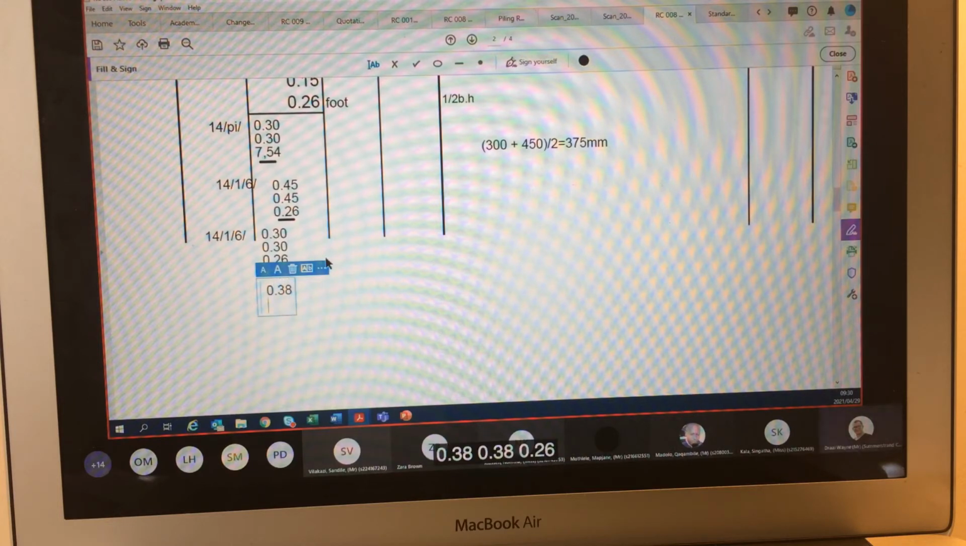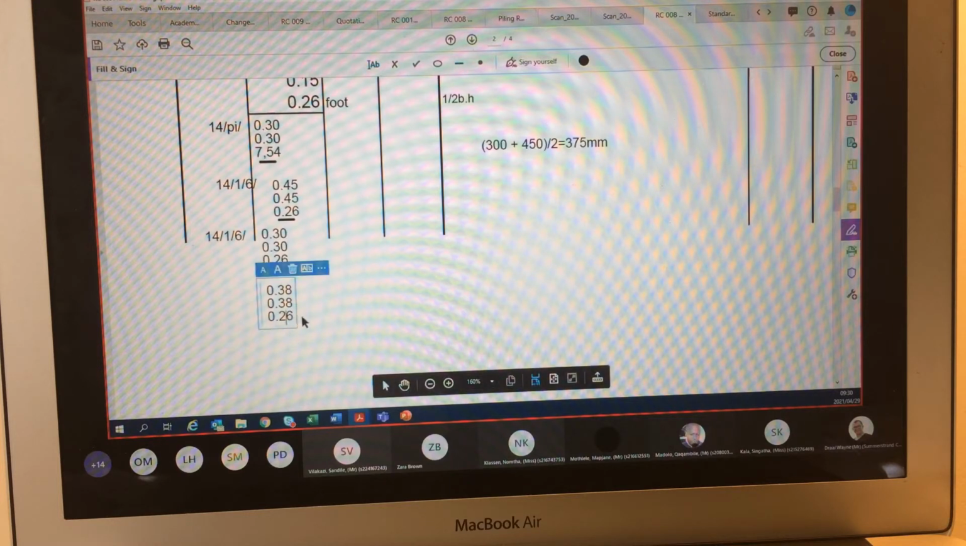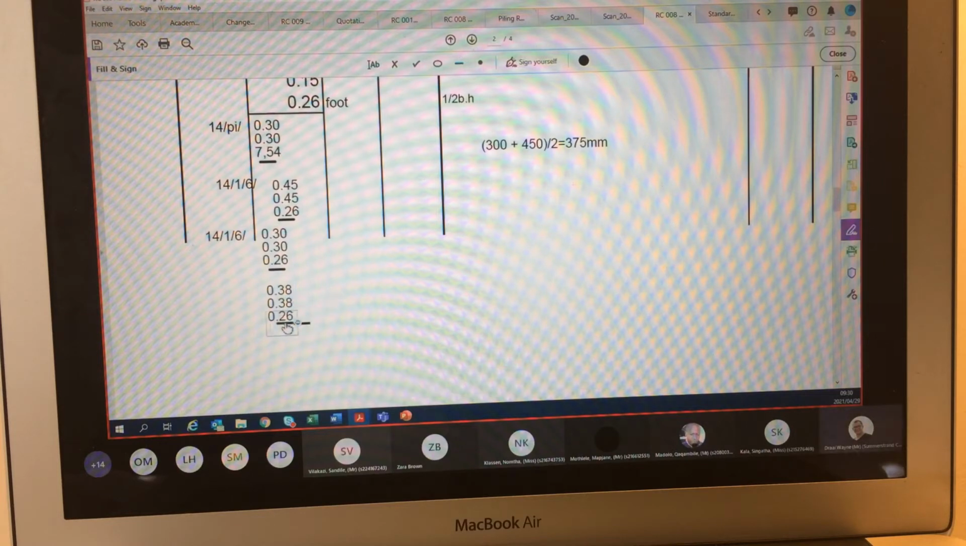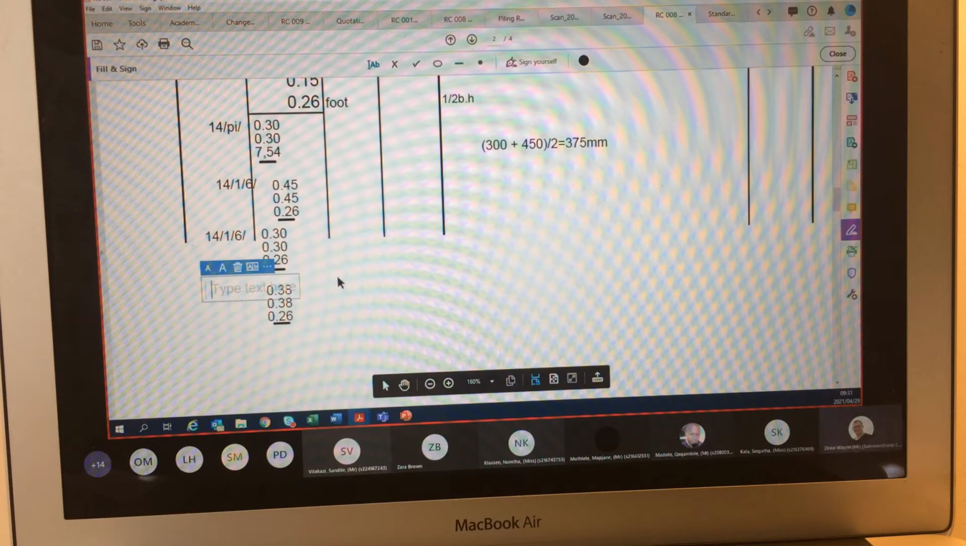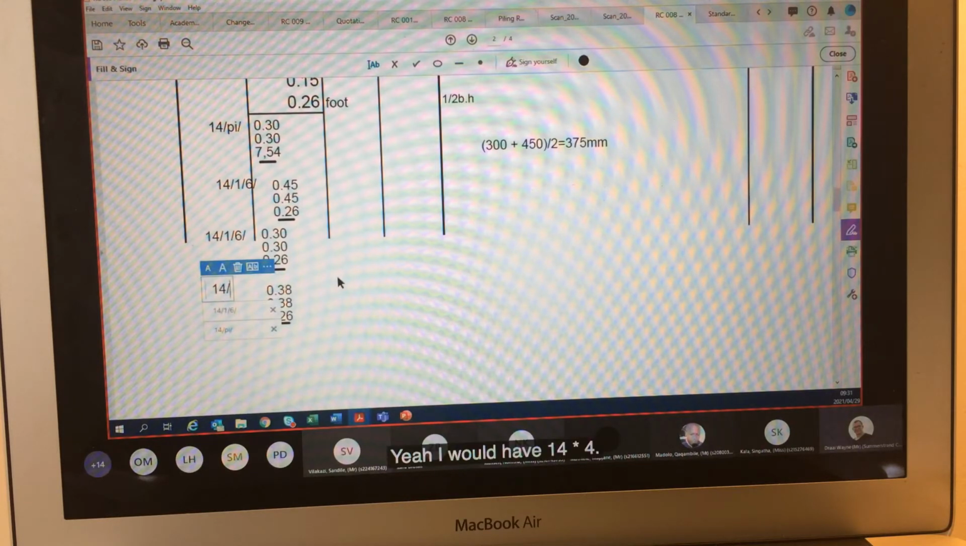So then here, I can say down here, 0.38, 0.38, 0.38, 0.26, and I would have here 14 times 4. This is now divided by 6 again, guys. That is very important.